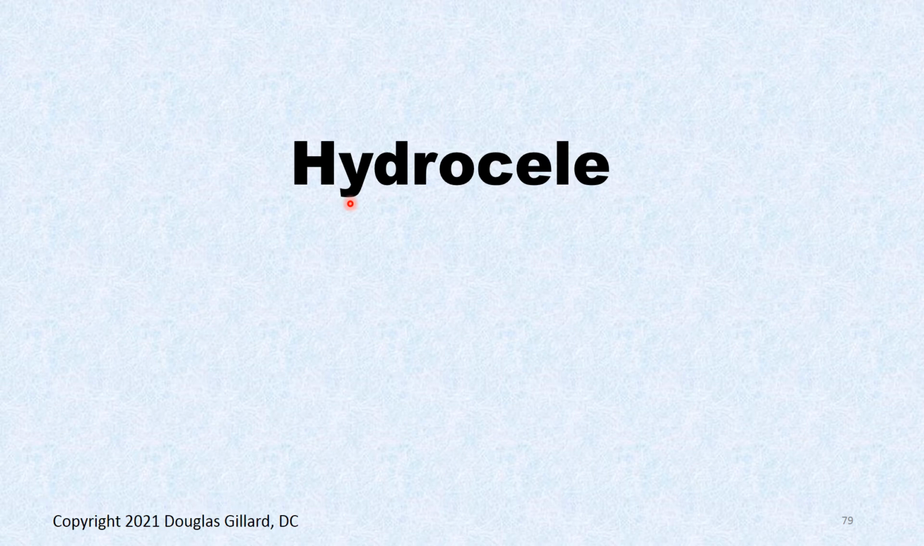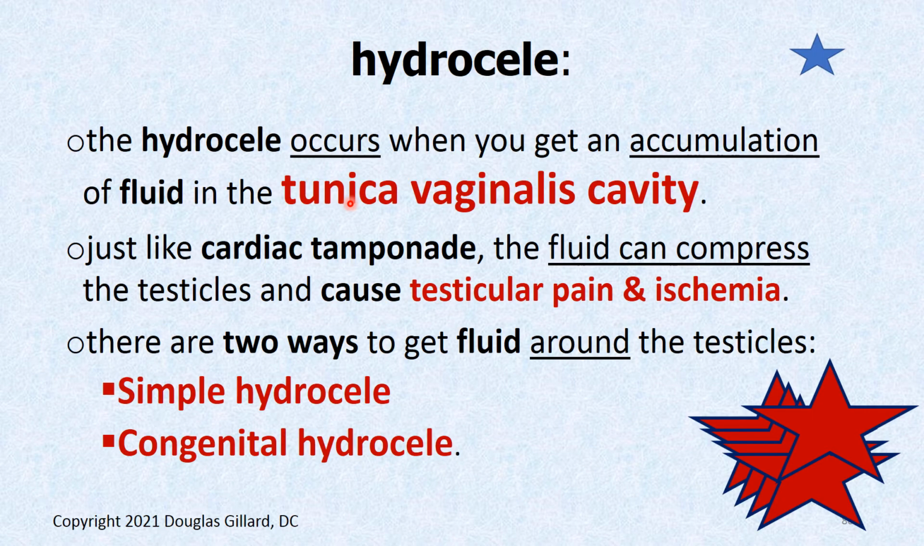We do need to talk about hydrocele, though, because that's quite a common problem. A hydrocele means you get an accumulation of fluid in the tunica vaginalis cavity. Remember we said that's between the parietal and visceral layers of the tunica vaginalis. And just like cardiac tamponade, it can fill up and fill up to the point it pinches on the testicle and the arteries, and you can get testicular pain and ischemia from this, just like a cardiac tamponade type of deal.